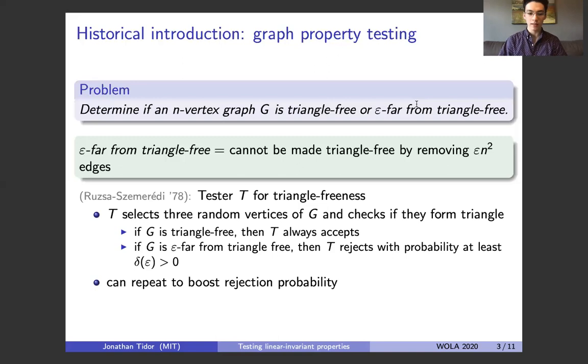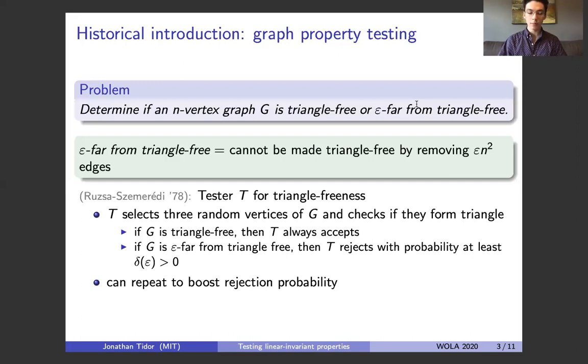One can clearly see that if the graph is triangle-free, then the tester will always say that it's triangle-free. But the important part of the result is that if G is epsilon far from triangle-free, then the tester T rejects the graph with some positive probability, delta, depending on epsilon. And then if we want, we can repeat this test to boost the rejection probability. A key property of this test is that the number of queries it makes is sublinear. In fact, it's constant in n, only depending on epsilon.